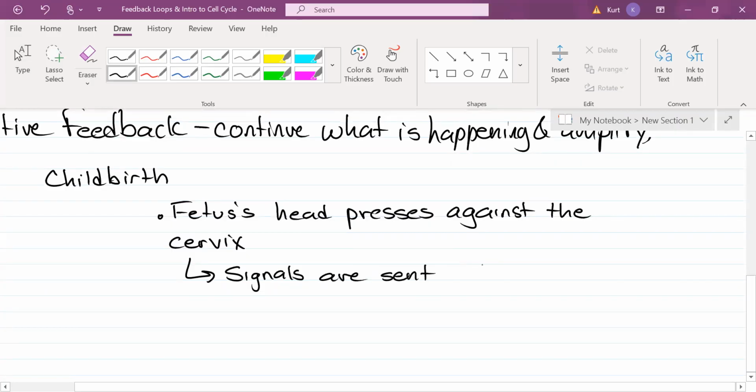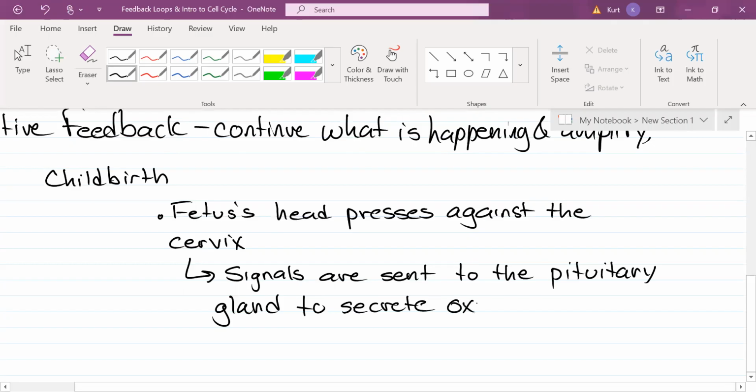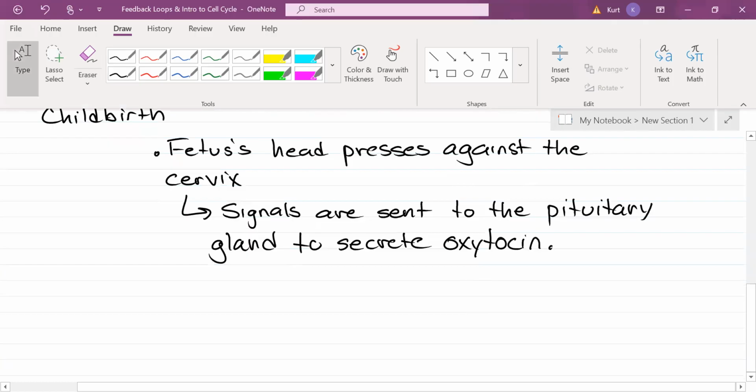Anybody know where the pituitary gland is located? It's in your brain. Your pituitary gland is called your master gland because it controls the rest of your endocrine system. Oxytocin is called the love hormone because its levels are pretty high during sex and during childbirth. You're about to find out why the levels are high during childbirth. So the signals are sent to the pituitary gland to secrete oxytocin. Oxytocin is secreted because this is an endocrine gland. It's secreted into the blood.